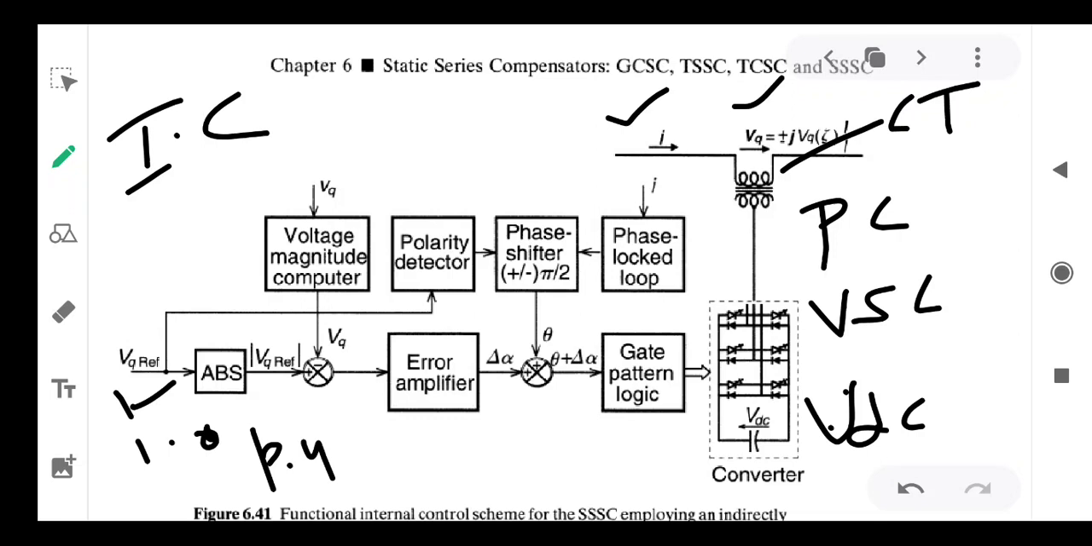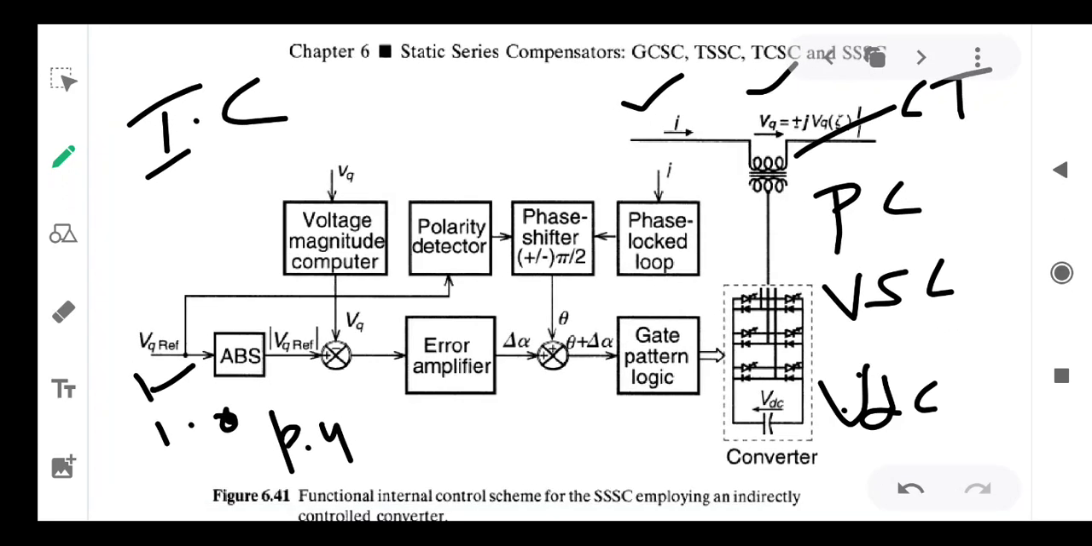By using any one of them, you can control the SSC by using indirect control or direct control. In this video, let us discuss about indirect control. In indirect control, you will get the VQ reference corresponding to your system requirements. It is an external signal.